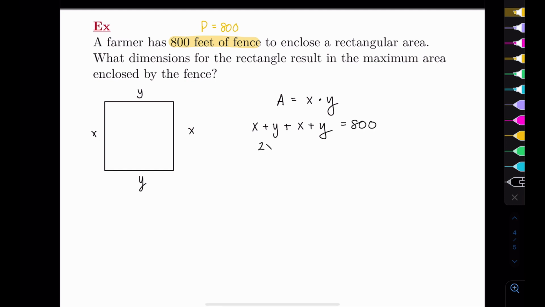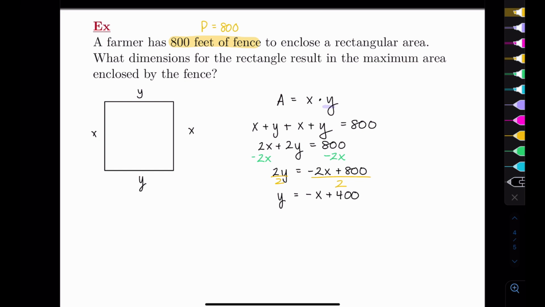Or that's the same thing as saying 2x plus 2y equals 800. So what I can actually do is use this restriction to solve for one of these two variables. If I can replace y by something dealing with x, I've got a single variable function. So going through and solving this, we subtract 2x from both sides, and this is 2y equals negative 2x plus 800. Then we divide everything by 2, and so our y is equal to negative x plus 400.